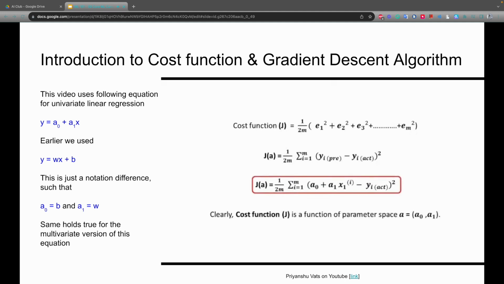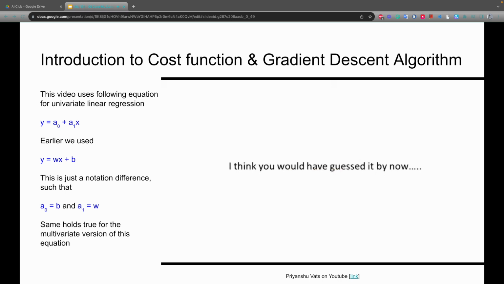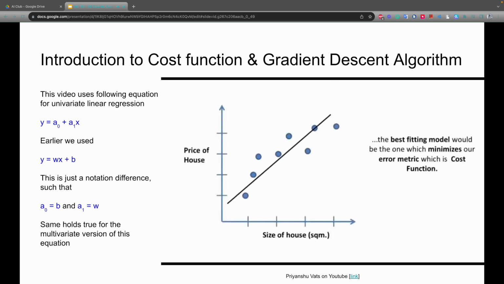Clearly, cost function J is a function of parameter space a0 and a1. I think you would have guessed it by now. The best fitting model would be the one which minimizes our error metric, which is the cost function. Such a straight line will be the best linear approximation of the linear relationship between house price and size of the house. Another interpretation of cost function can be the measure of distance of our model from data points. Lesser the distance, better is our model.